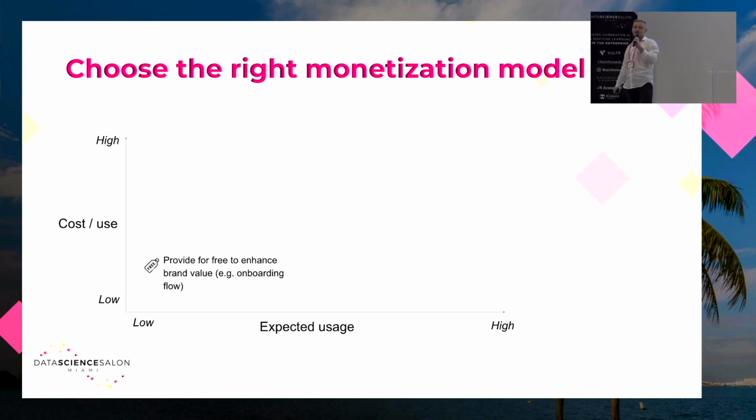If it's not used frequently, you can improve some of your workflows and simplify some of the customer life during the onboarding, for example. A trickier quadrant is on the top left, when the cost per user is high, but you still expect that there will not be a lot of usage.